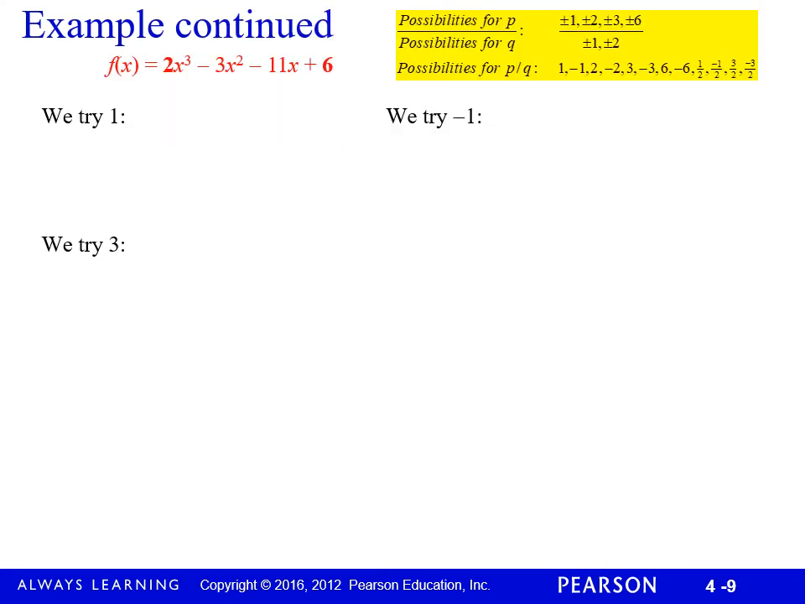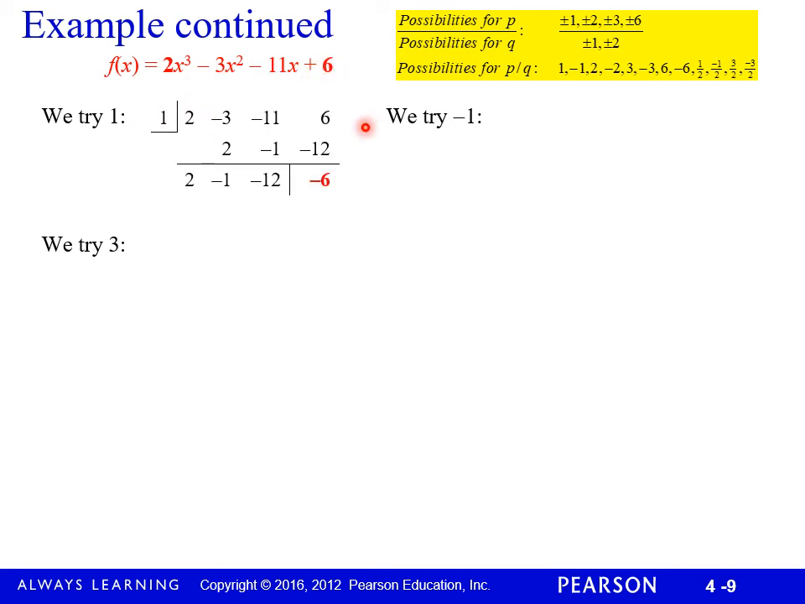So let's continue this problem. I've put up here the function f of x and all 12 possibilities. We're going to try 1, -1, and 3 until we hit a zero. Remember that for synthetic division, if we're going to use 1, then the 1 will be our x, because this is a factor of x minus 1. And then we'll be dividing that into 2, -3, -11, 6.